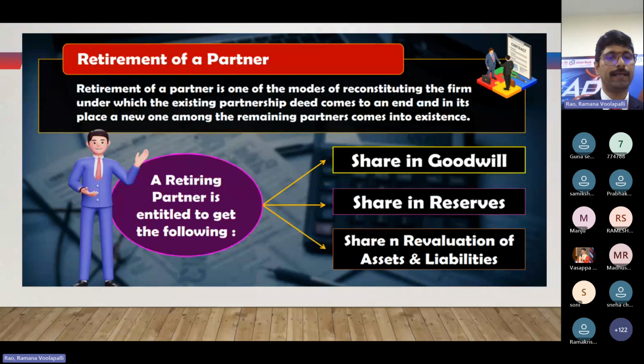A retiring partner also has certain rights and is entitled to get the following: share in the goodwill of the firm, share in the reserves that the firm already has, and share in the revaluation of the assets and liabilities. These are all the rights that the retiring partner has.